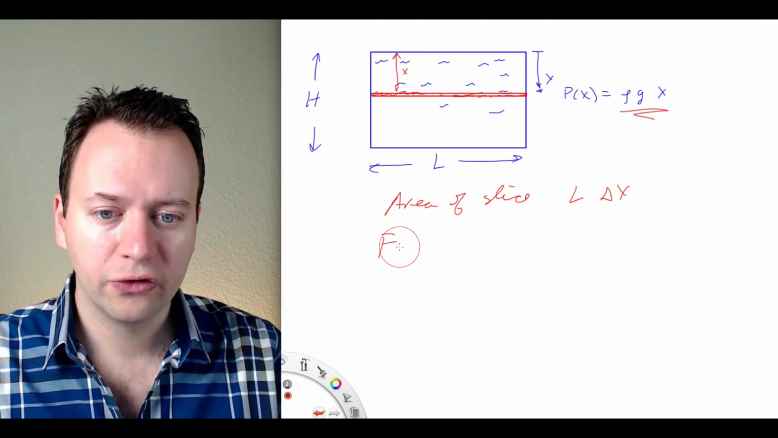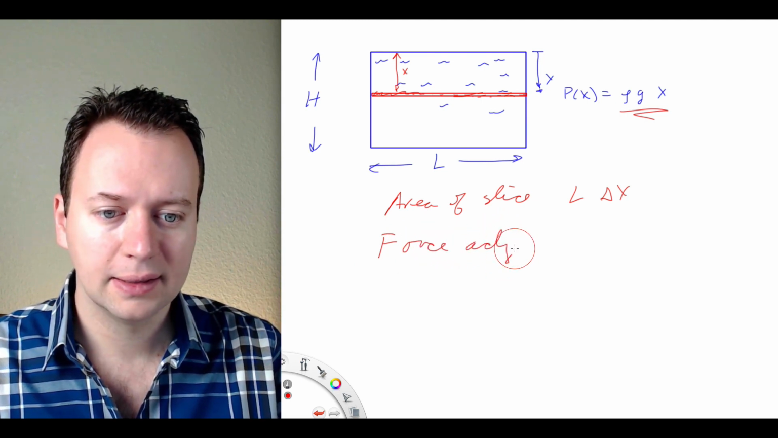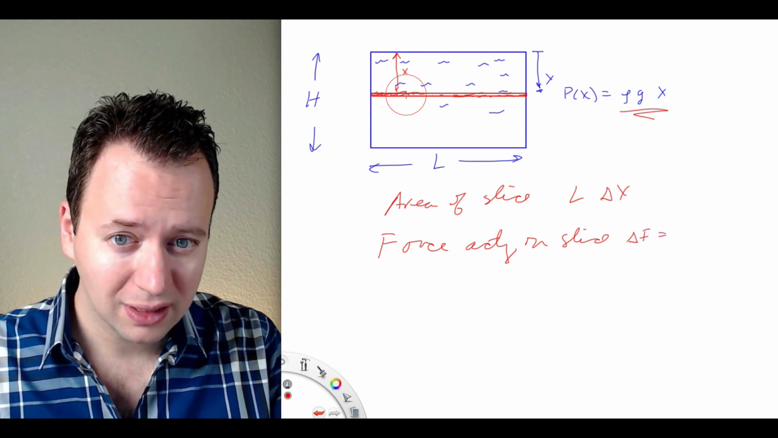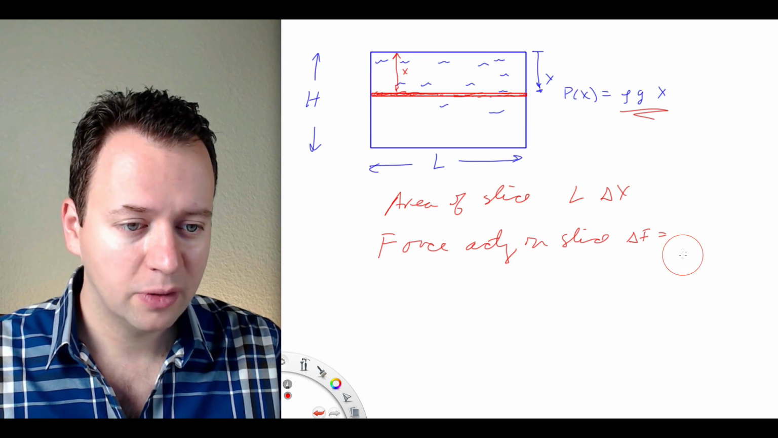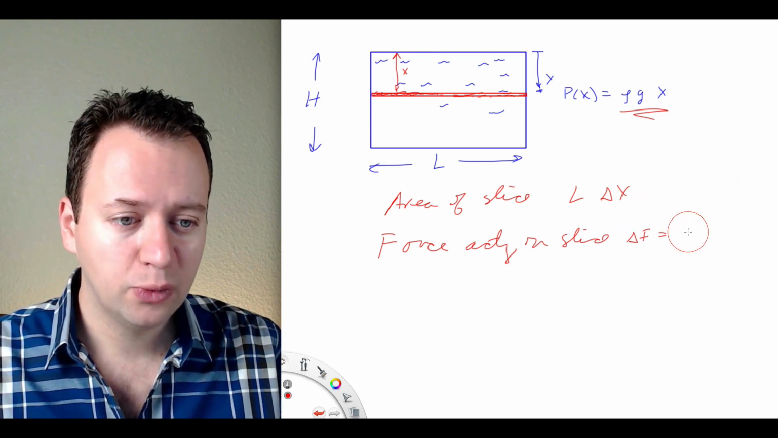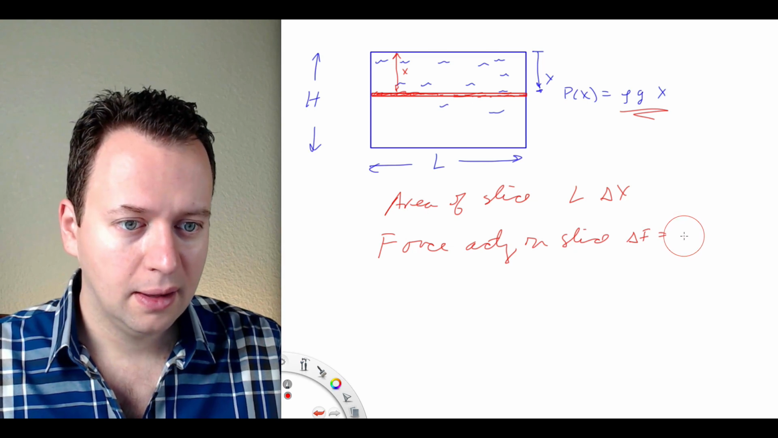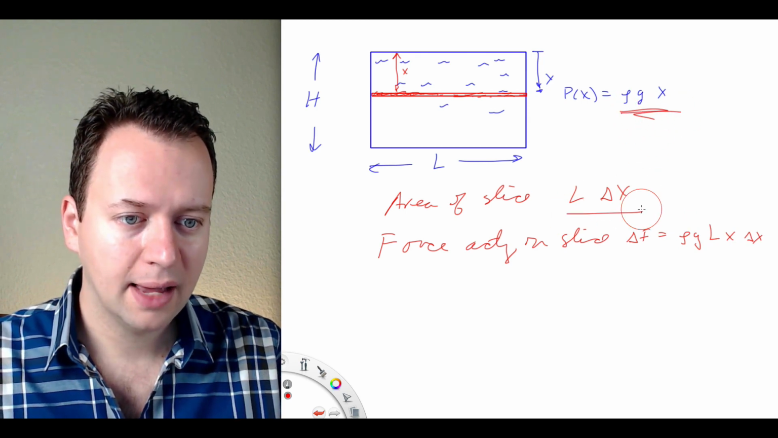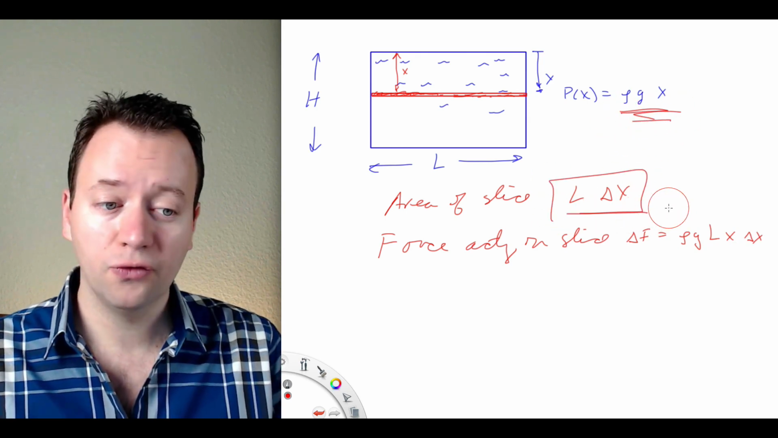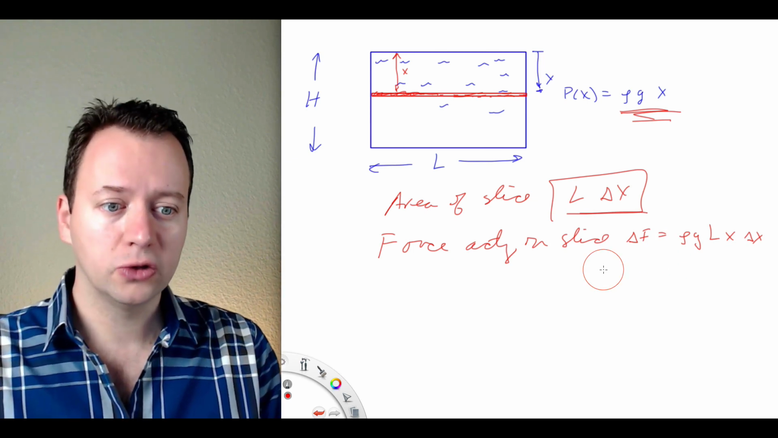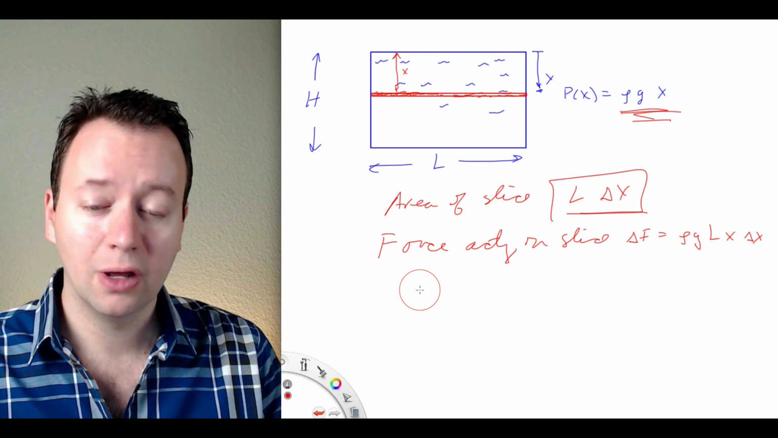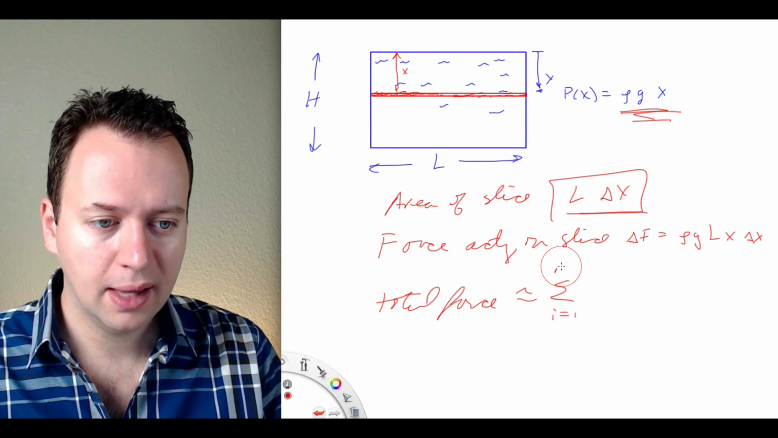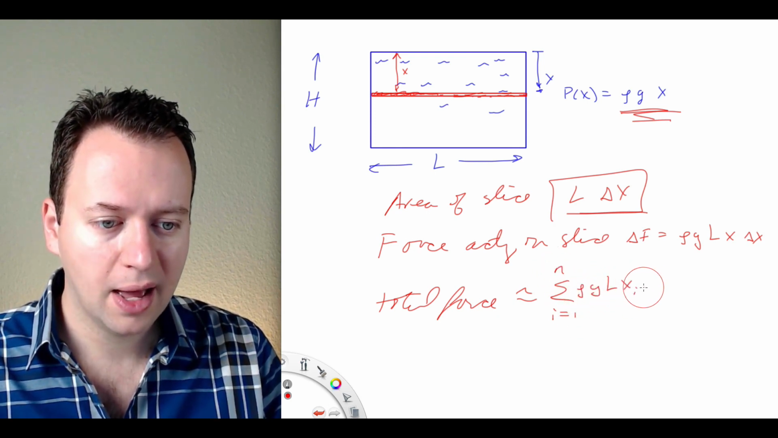So the total force acting on the slice, I'll call that delta F because it's only the contribution of force to this little slice, not the whole wall. Delta F is going to be approximately the area times the pressure. So it's going to be rho g L x delta x. The pressure times the area gives you the force. So the force acting on that horizontal strip is rho g L x delta x. Therefore the total force is going to be approximately a sum, i equals 1 to n, of rho g L x sub i delta x.